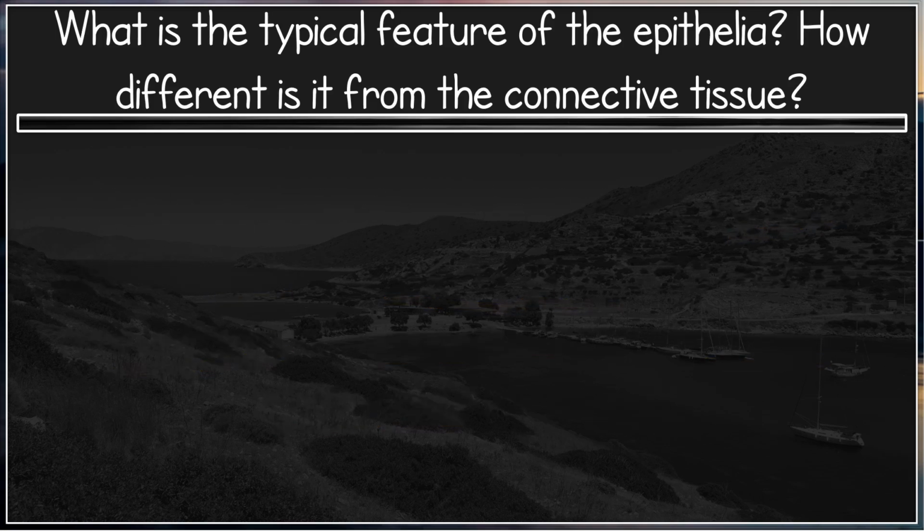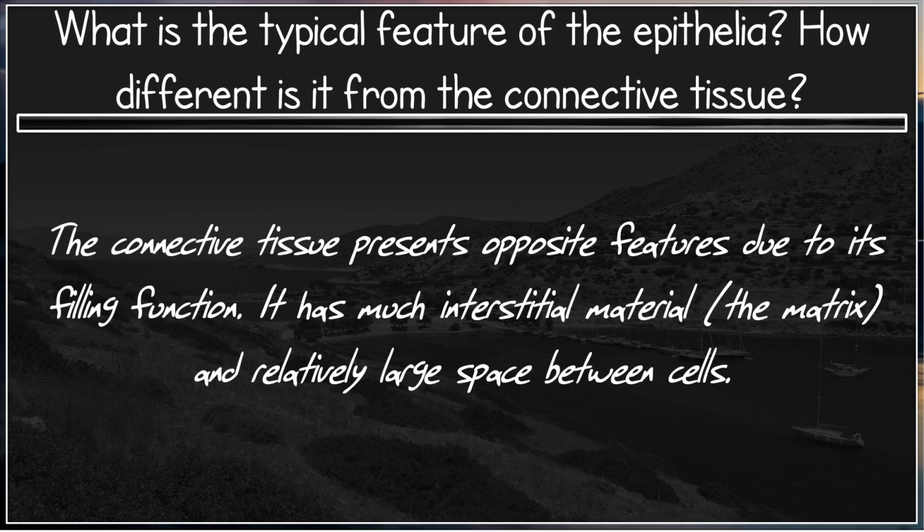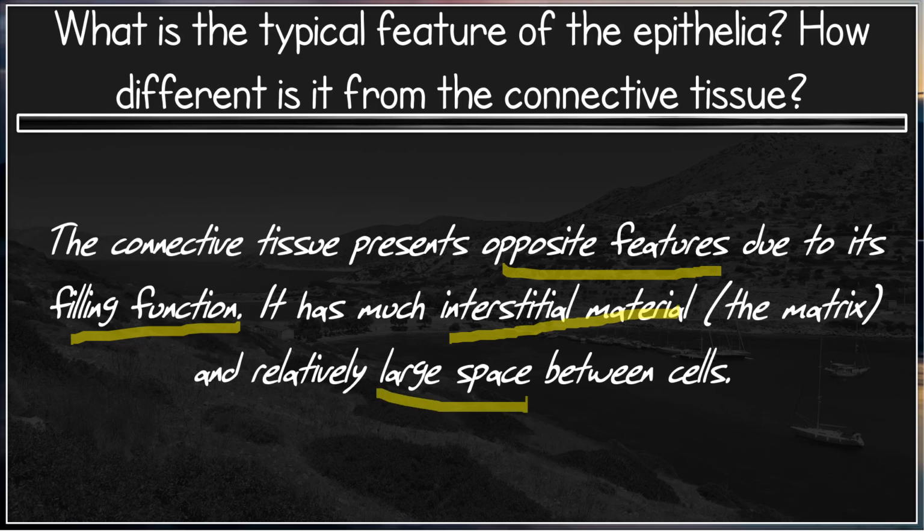The connective tissue presents opposite features due to the filling function. It has much interstitial material, what we call the matrix, and relatively large space between the cells.